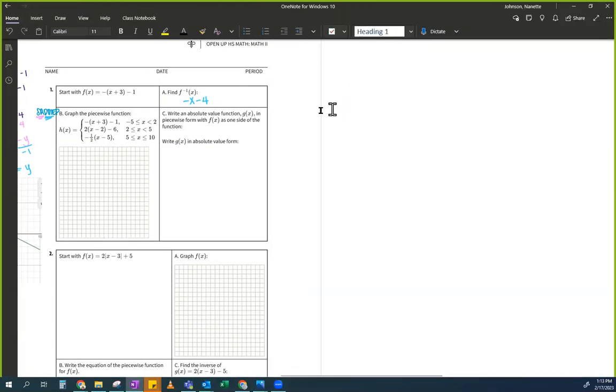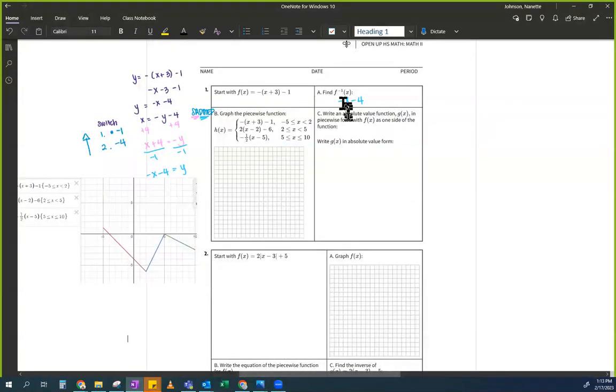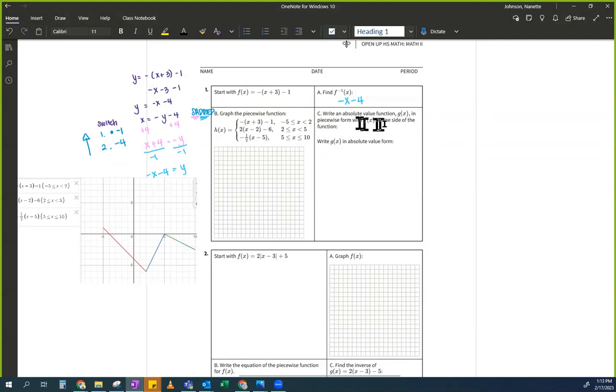So the first time I read this, I was like, what are you talking about? But then if you take your time and read this, it says write an absolute value function. So you're going to write a function and you're going to call it g of x in piecewise form. Piecewise form looks like this with f of x. Oh, here's f of x as one side of the function. Does that make sense? So notice it says an absolute value function as opposed to the absolute value function.